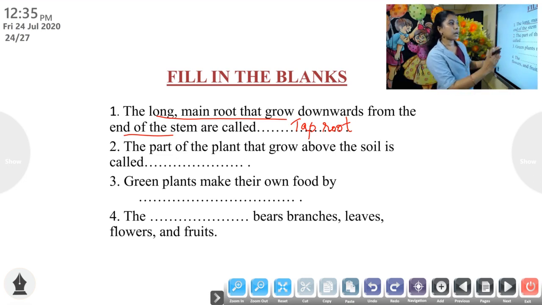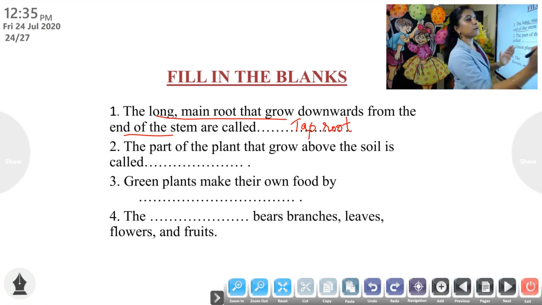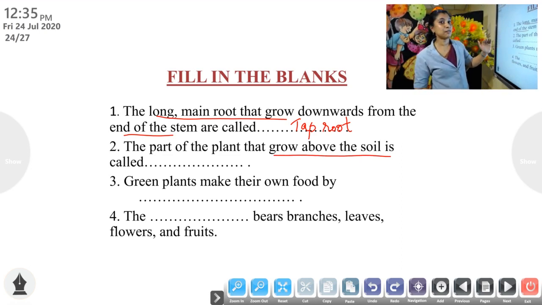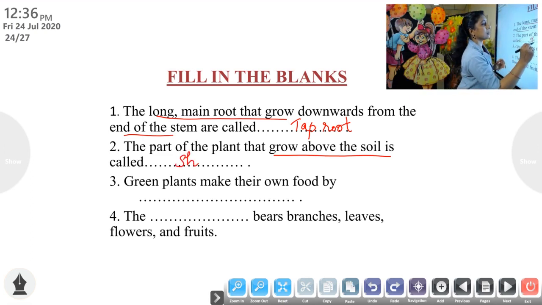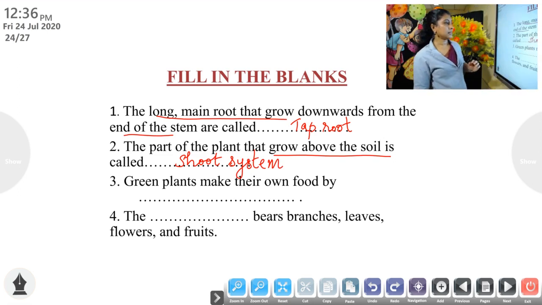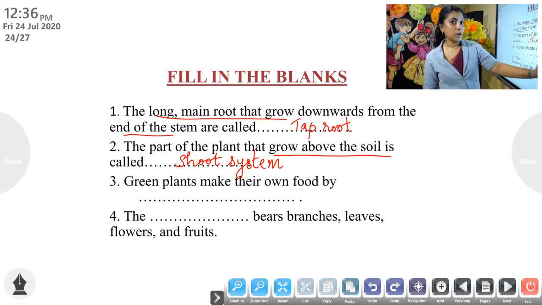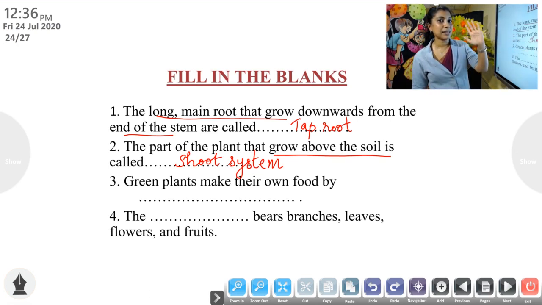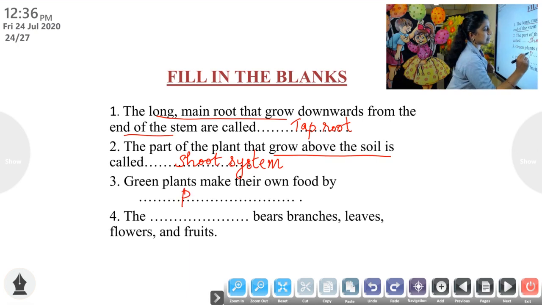Second question. Read the question carefully. The part of the plant that grows above the soil is called. What is that part? That is the shoot system. Right? Next question. Green plants make their own food by, what is the process? Green plants make their own food by a process called, what is that? Yes, photosynthesis.